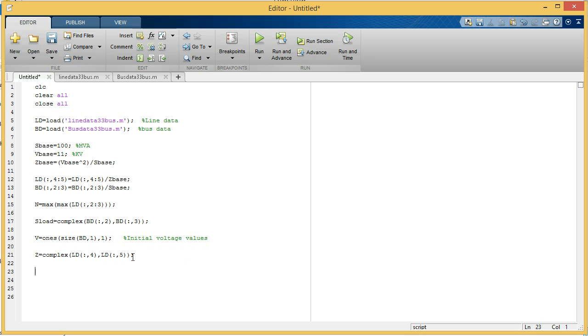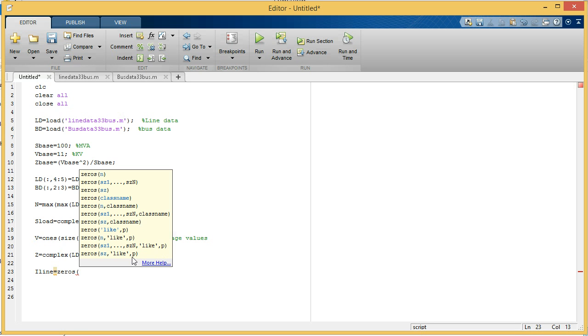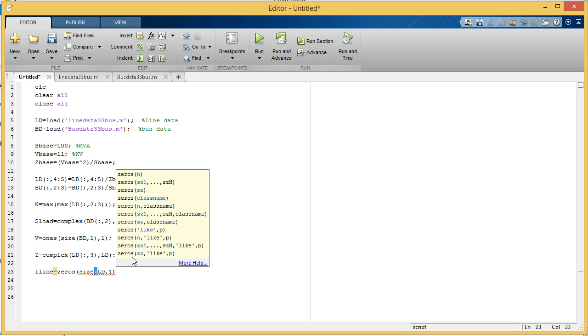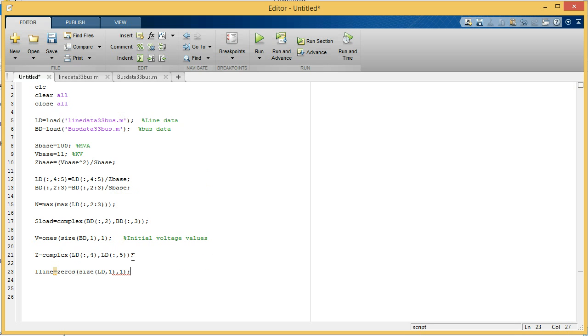Okay. And we define the line matrix. So we define it as zeros because we have no values for our line current at first. And this is equal to the size of the first column in LD. Okay, so this is current in lines.